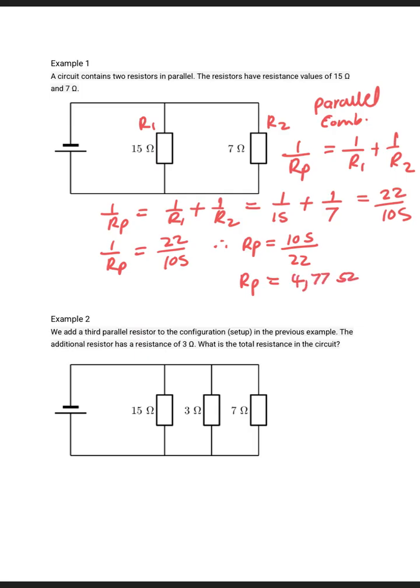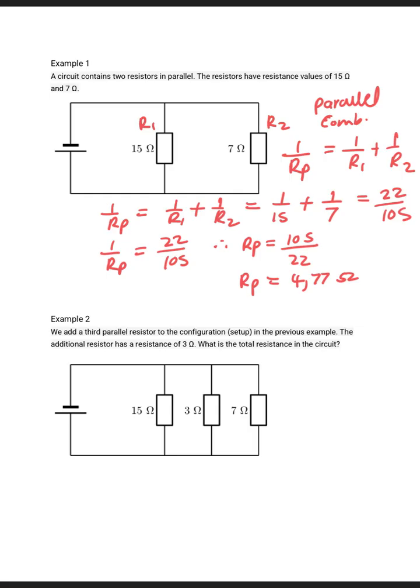Then this is the total resistance in the circuit. This is amazing. If these resistors were in series, the total resistance would be 15 plus 7, which is 22. So it will be 22, meaning it will consume a lot of electricity, right?